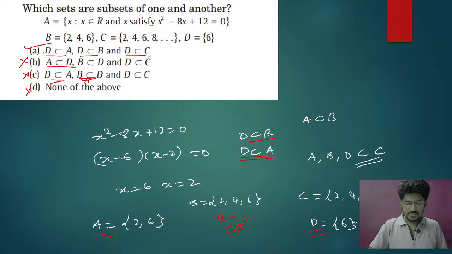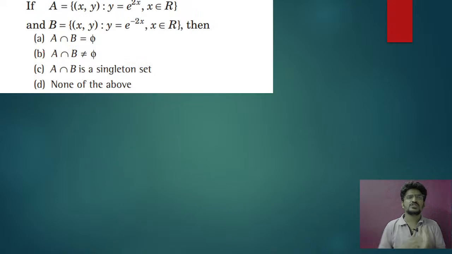Okay. So quickly, all of you give me smiles or thumbs up if you have understood this. You just solve set A. By solving set A, you can understand A is going to be {2, 6}. Therefore, D is a subset of A, D is a subset of B, D is a subset of C. It is going to be the right answer. Clear? Very good. So let us go for the next question.